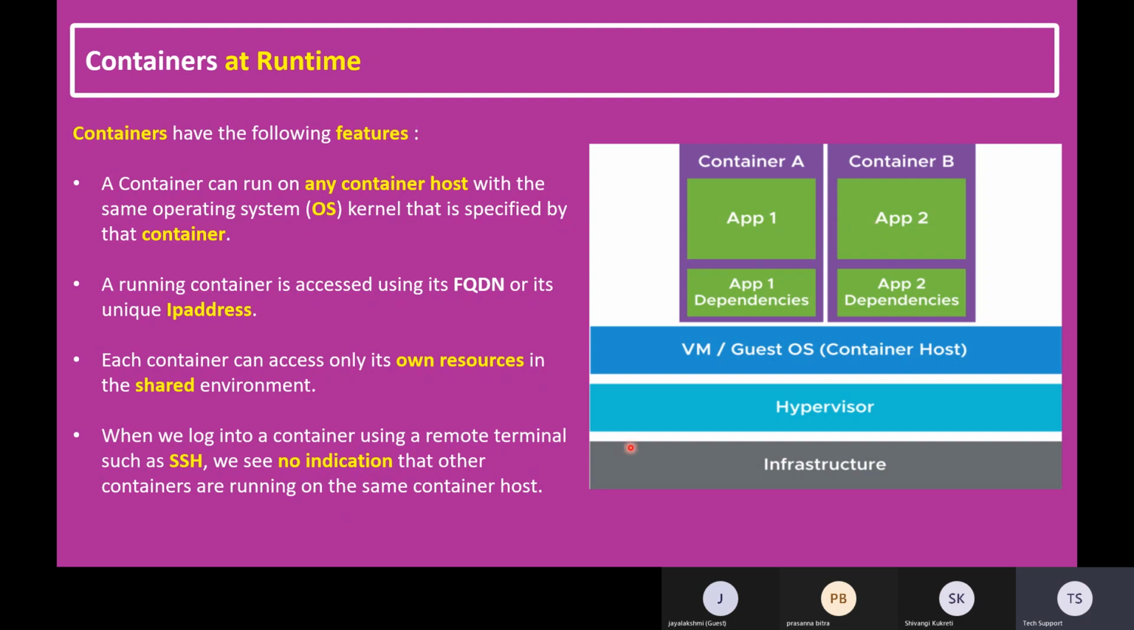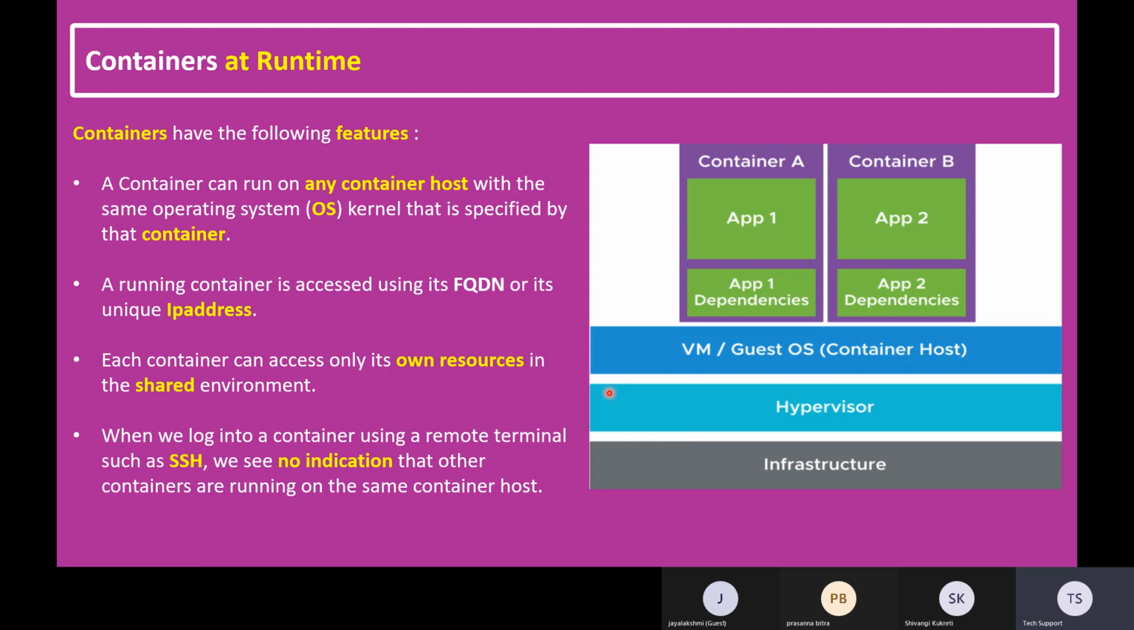That is the importance. That is the point we highlighted: each container can access only its own resources in a shared environment. So there will be no conflicts between container A and container B. Both have completely their own resources. When we log into a container using a remote terminal such as SSH, secure shell, we see no indication that other containers are running on the same container host. Same like our virtual machine. When we log into virtual machine 2, we don't know which ESXi host this VM is running on. Same way, when we log into any one container, we cannot know about our backend container host. It's completely isolated. This is the important point.